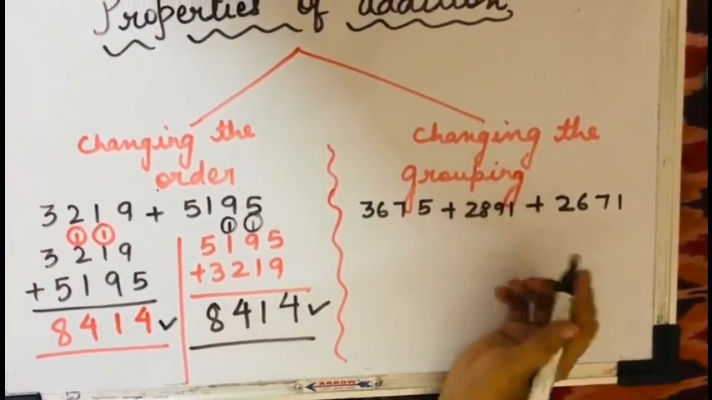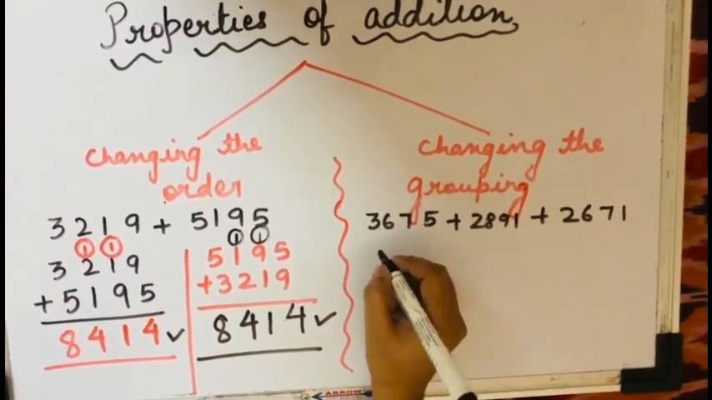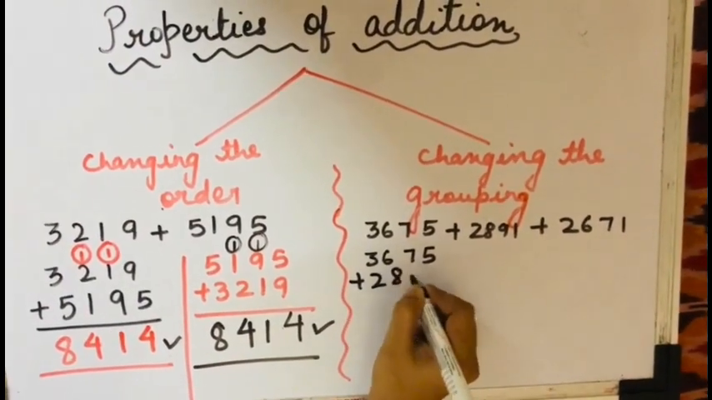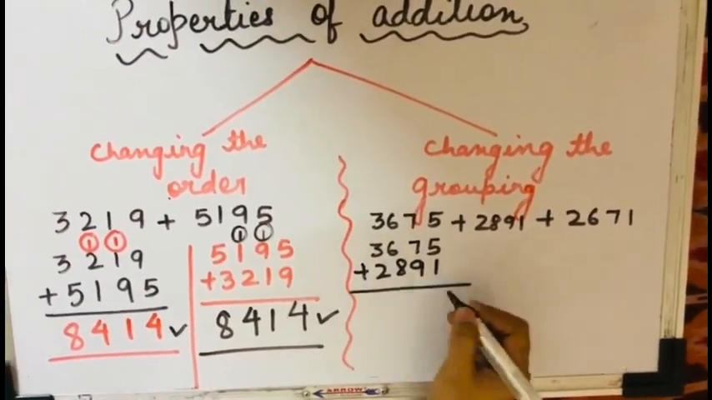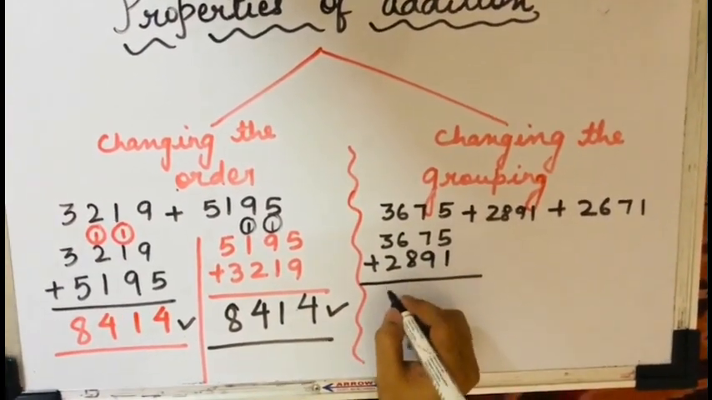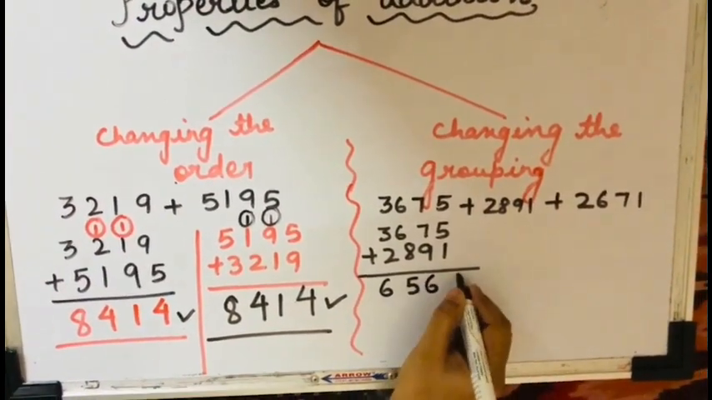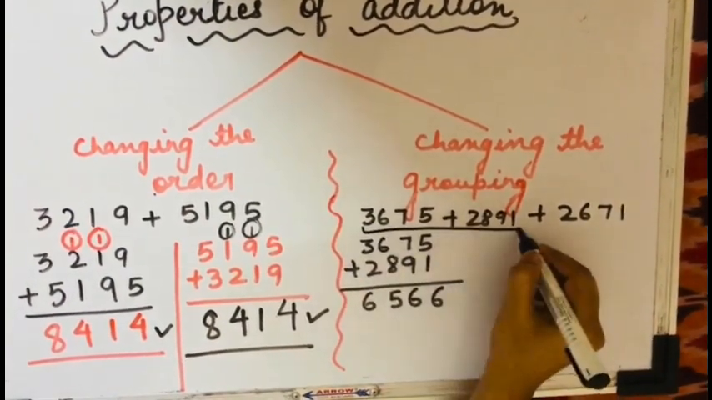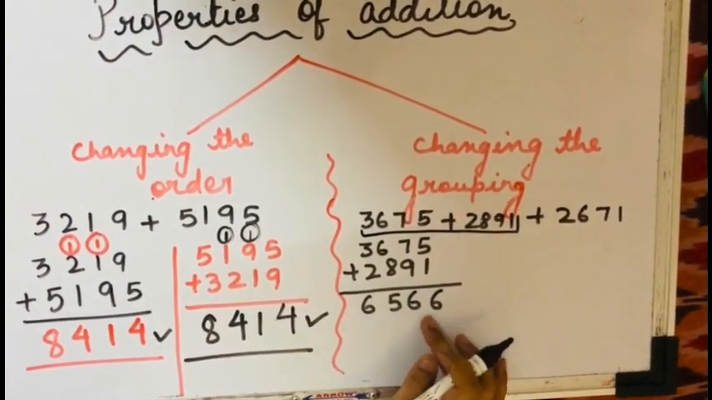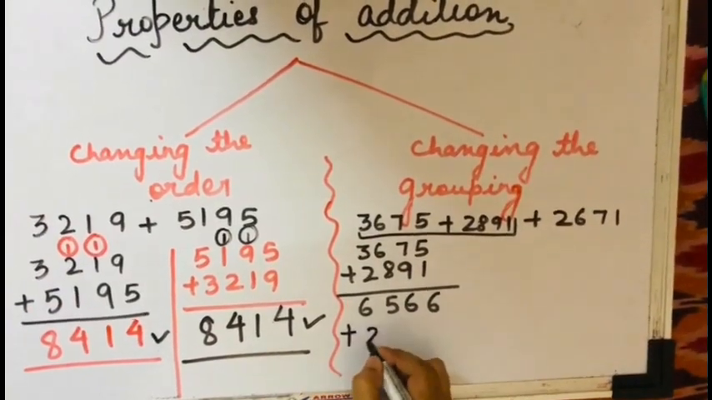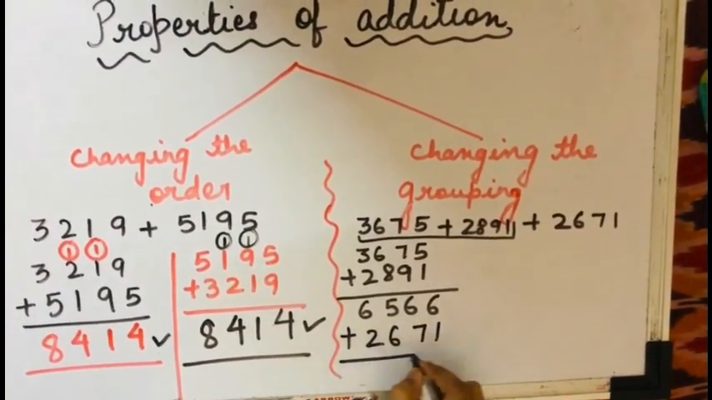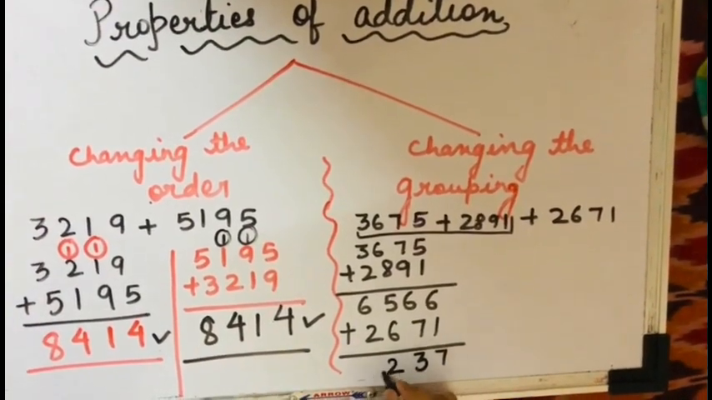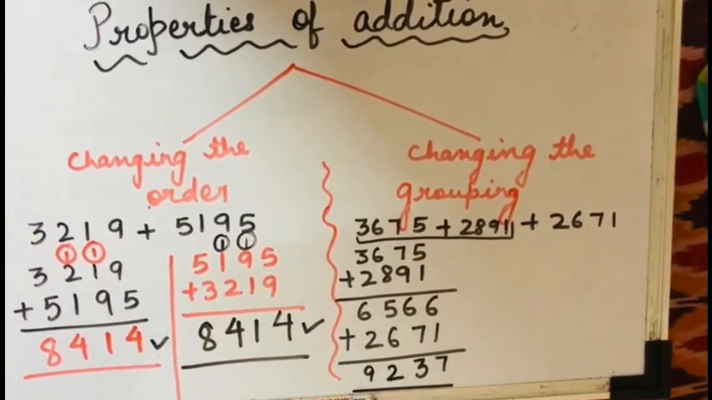Next is changing the grouping. So first we'll add 3675 plus 2891. When you add this number, you will get this 6566. So when we added these two, we got 6566. Now this is left. We will add 2671 and we will get this. So this is the answer.